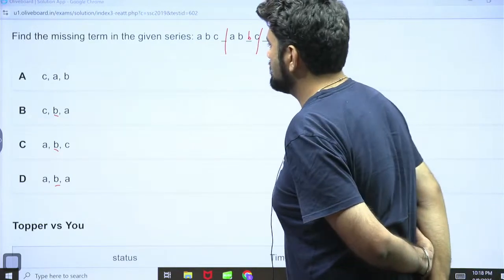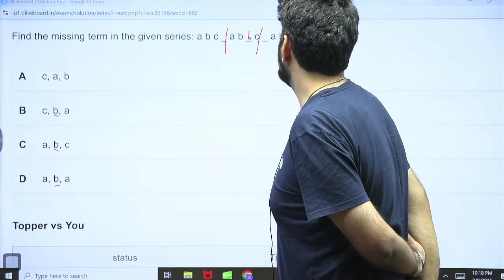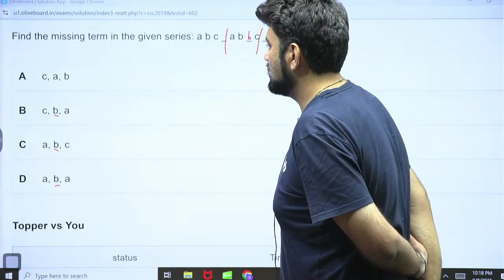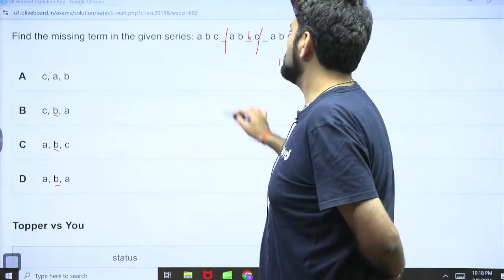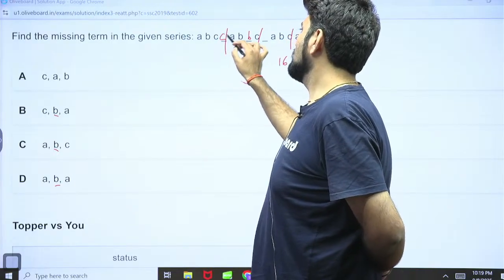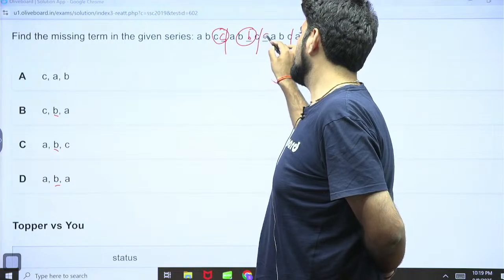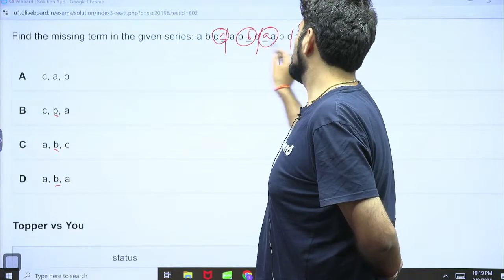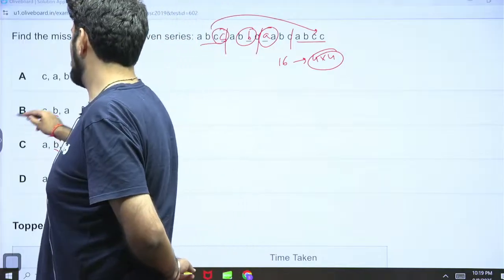Second position is most probably a B. So ABBC. ABC, A, ABBC, no, ABCC, ABBC. So first this is double, then this is double, then double A is double, and then this is being repeated. Okay, so it is CBA. CBA, option B is the right answer.